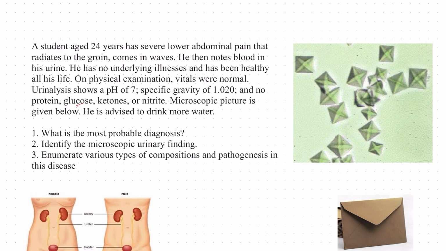So, a student aged 24 years has severe lower abdomen pain that radiates to the groin. So, there is a radiating kind of pain and it also comes in waves. He then notes blood in urine. There's hematuria. There's no underlying illnesses and he has been healthy all his life. So, this 24-year-old student does not have any comorbids, no diabetes, no hypertension, nothing.